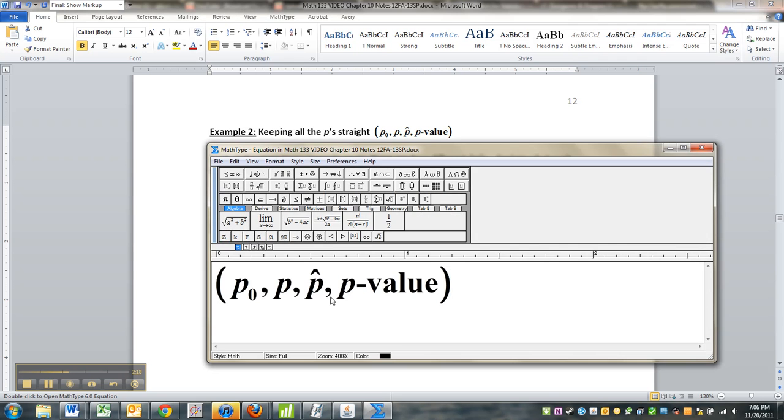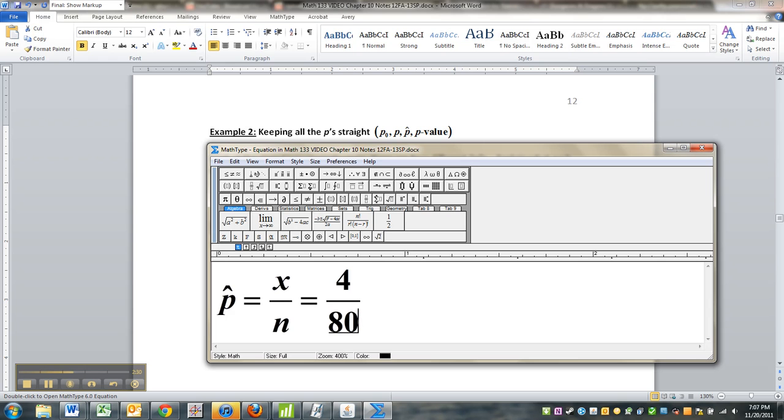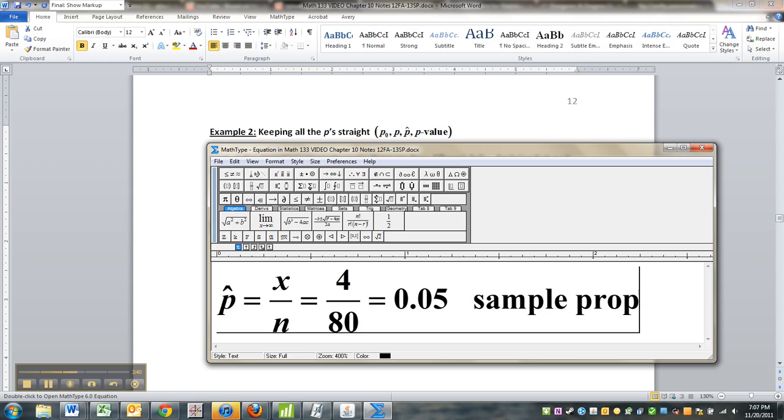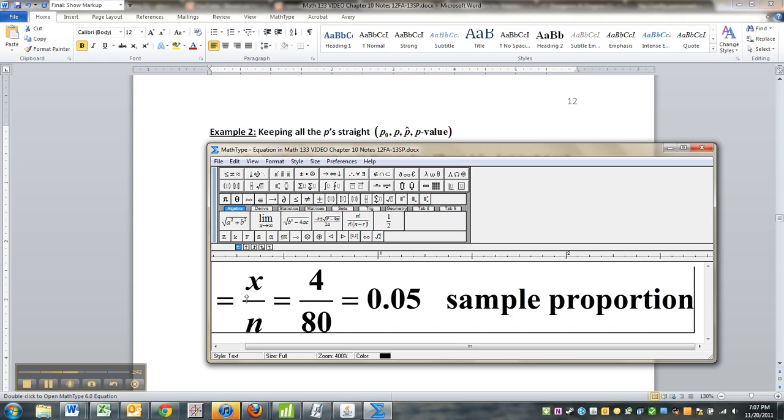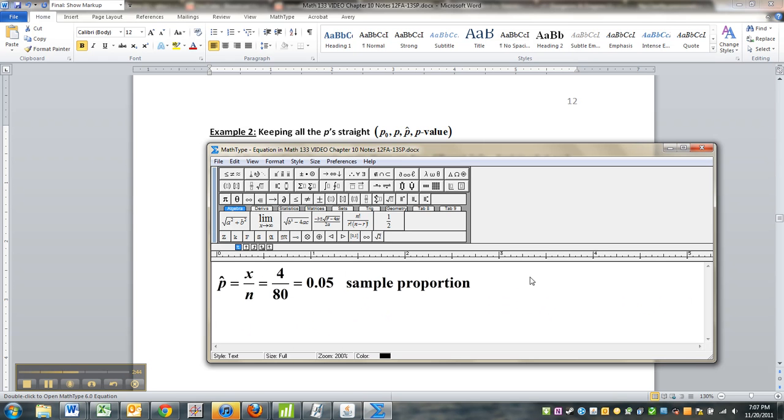Then you had p hat. P hat, remember, we have a formula for, and I reminded you in the last video, it's x over n, which in our case was 4 over 80. Whoa, my goodness, I typed on the wrong area of my computer keyboard. It's the sample proportion. It's the proportion that were actually in your sample that were African American.